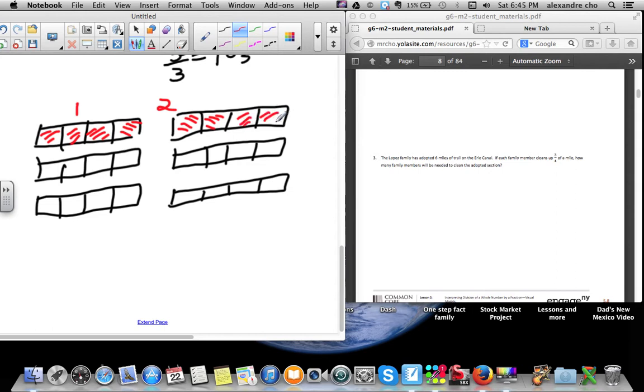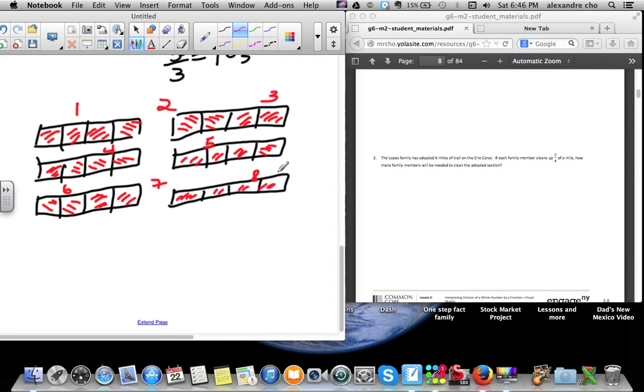And then I'll continue down here. That's a 3rd family member cleaning that up. And then another 3/4 of a mile. That's 4 family members. Another 3/4 of a mile, 5 family members. With these 2 at the bottom is 3/4 of a mile. That's 6 family members. Another 3/4 of a mile. That's 7 family members.